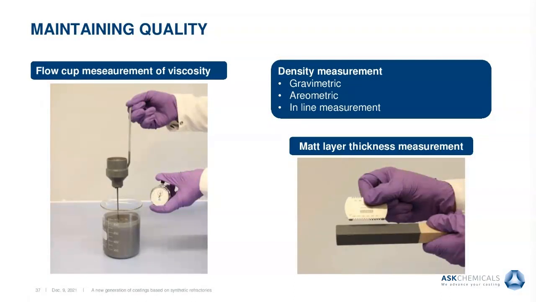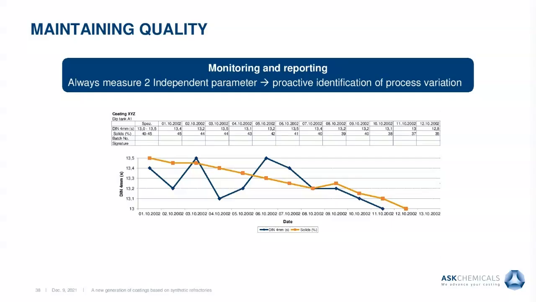And there's also inline measurements available. If you are interested in these things, of course, we can provide you with some information. Finally, of course, the layer thickness measurement is important because the layer thickness determines the protection of the coating to the metal. The monitoring and reporting is also very important. Better to always measure two independent parameters, because then you can proactively identify if there's some process variation.